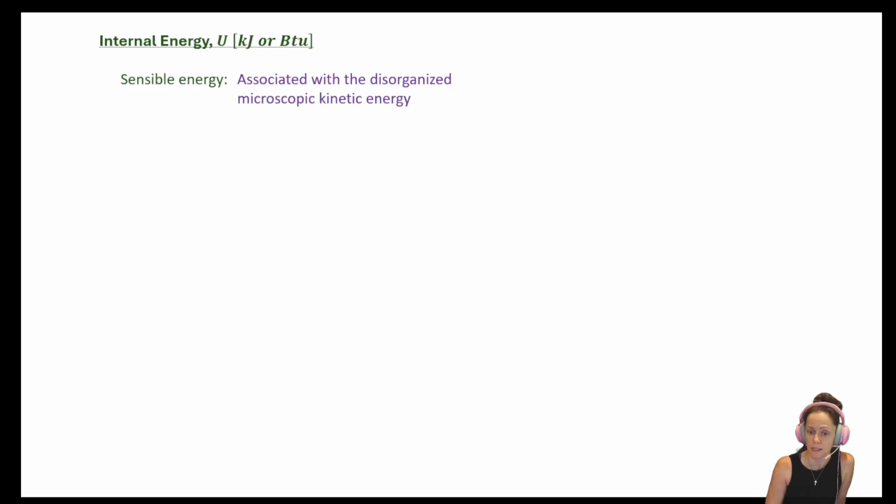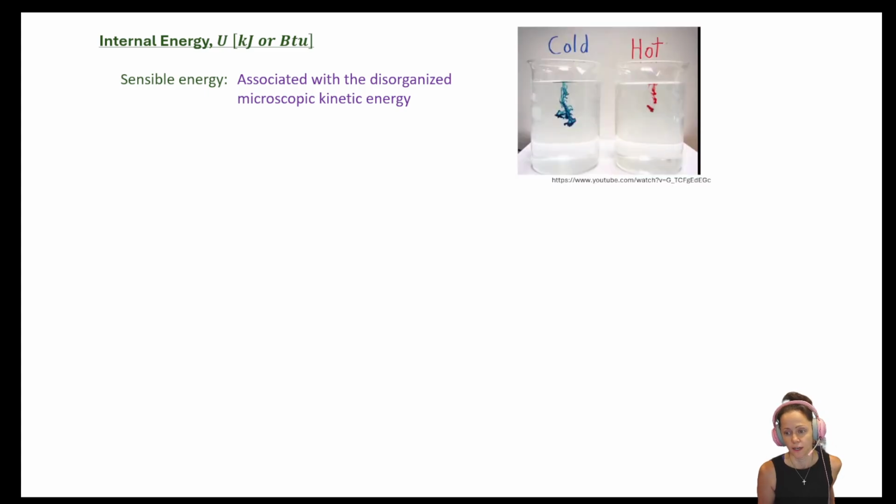So the first type is sensible energy. This is associated with disordered or disorganized microscopic kinetic energy. That's opposed to macroscopic kinetic energy, such as, say, a car going down the road, say the car is the system, right? That would be macroscopic kinetic energy. Microscopic kinetic energy is, well, we've got an example over here.